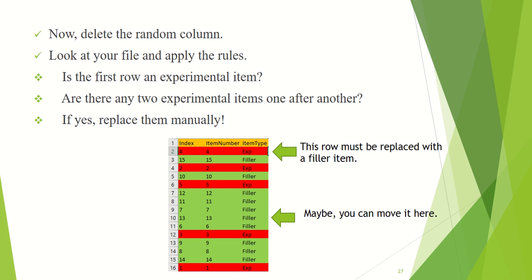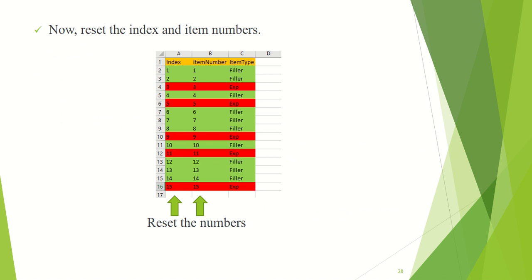By pseudo randomization, I mean first you fully randomize your file by adding a random column and then sorting the data based on the random column. And then you pseudo randomize to apply these rules. That is, you look at your file and then you make some necessary changes. And finally, you should reset the index column.